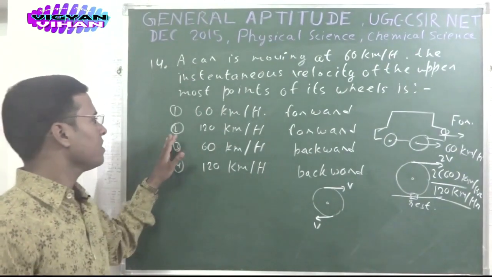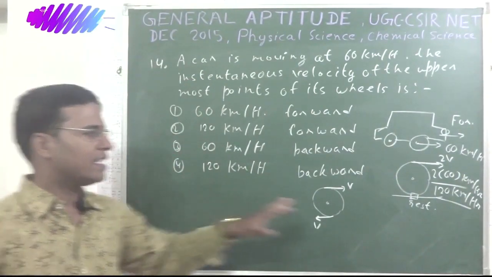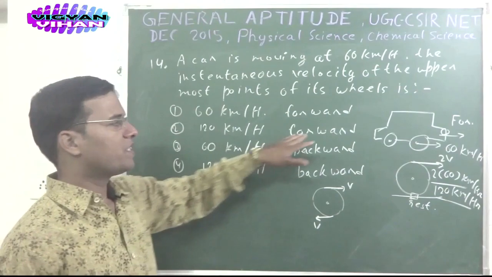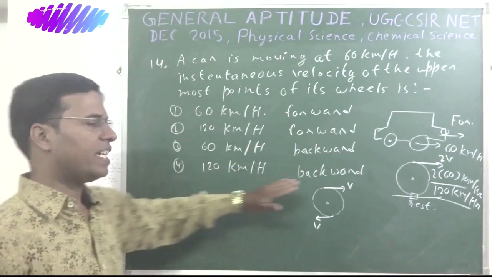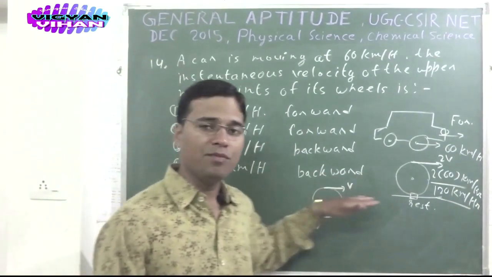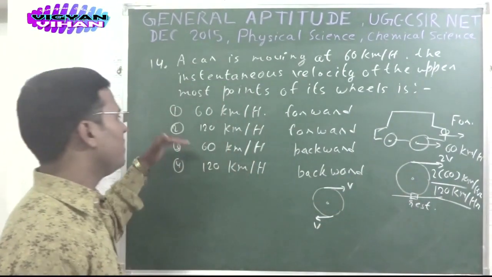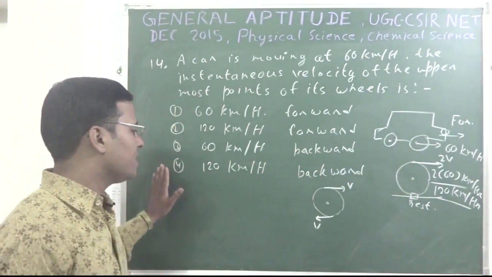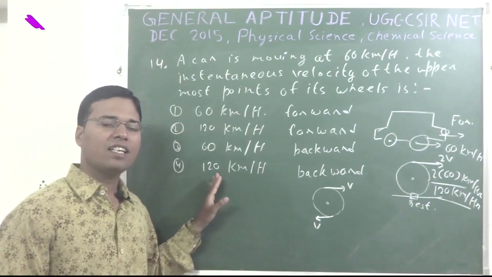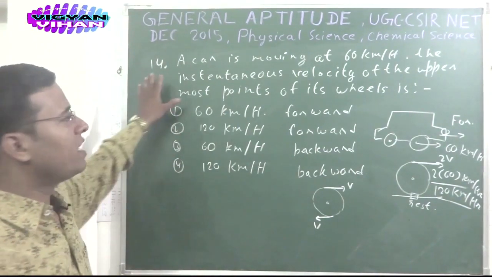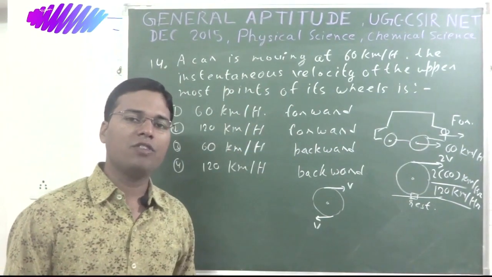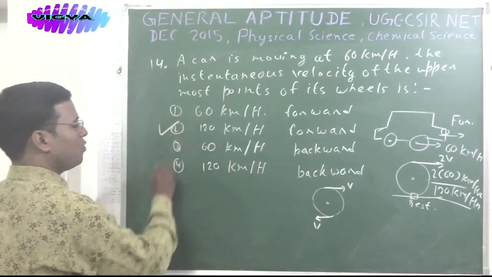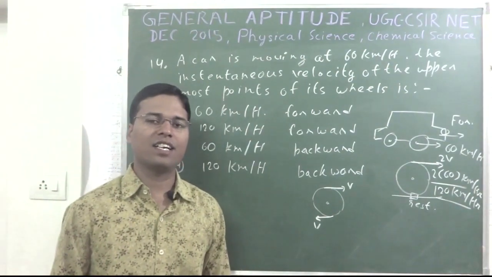There are two options. In option 2 and option 4, the same quantity is given but the direction is changed. In option 2, this is the forward direction. In option 4, it is the backward direction. If the car is moving forward, then your answer will be option 2. If this car is moving in the reverse direction, in that condition, the backward answer, option 4, will be correct. But in the question, it is not given. So according to the answer key given by UGC-CSIR, both option 2 and option 4 are the correct answer of this problem.